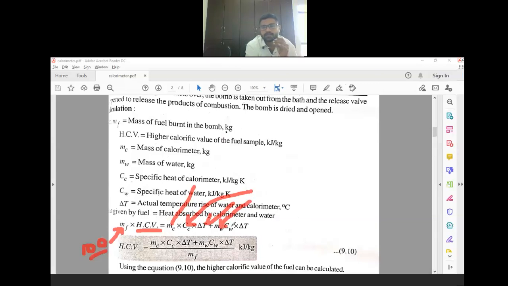So here you have to write the specific heat of water, 4.187 kilojoule per kg kelvin, that we all know. And this is the temperature difference. Clear? Suppose the initial water temperature is 30 and the final temperature is 50, so here the difference is 20. This difference you have to write here. Now this is how you can measure the calorific value.